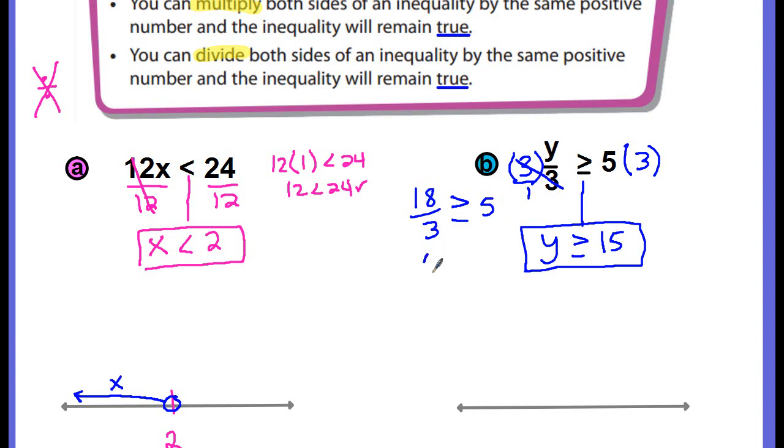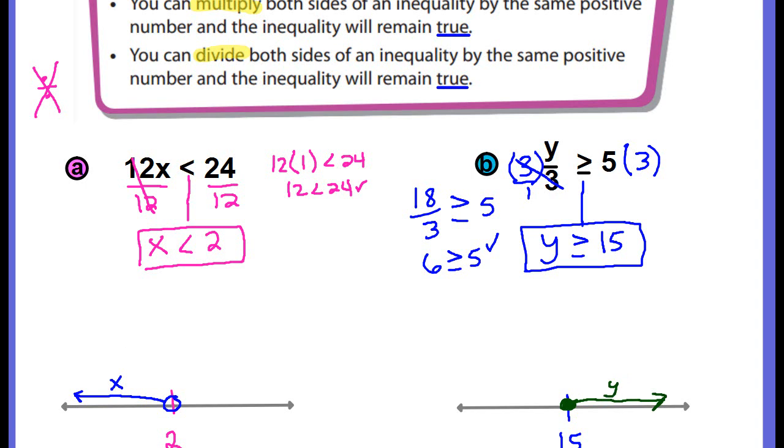Well, 18 divided by 3 is 6. Is 6 greater than or equal to 5? It is. So we solved it correctly, and we can go ahead now and graph our solution. So we're going to have 15 on the number line. Because we have this equal line here, our circle is going to be filled in. And y is greater than 15, so it's going to go to the right.